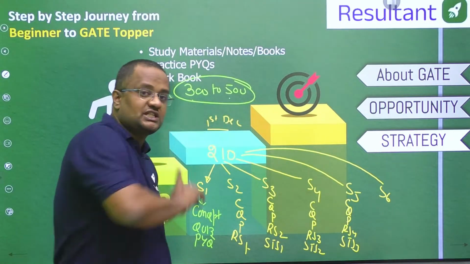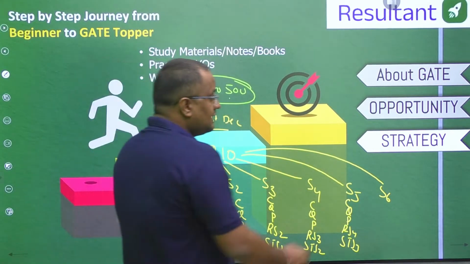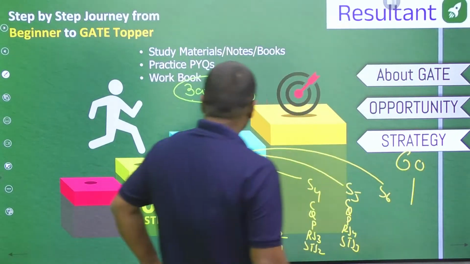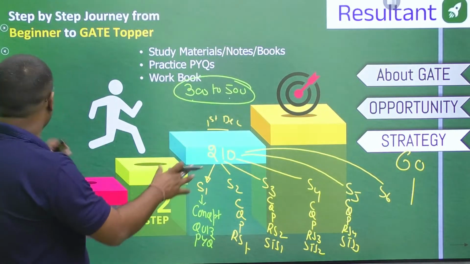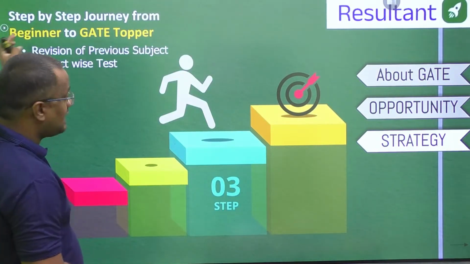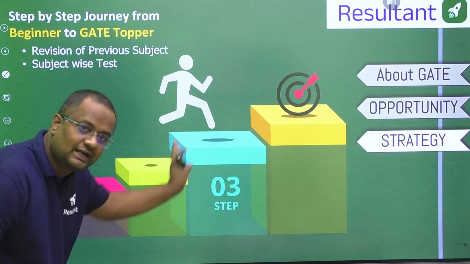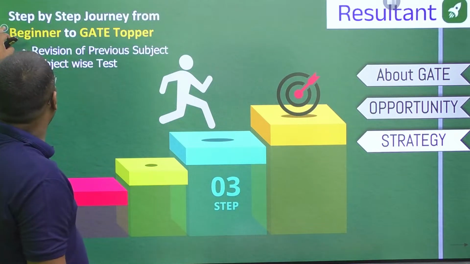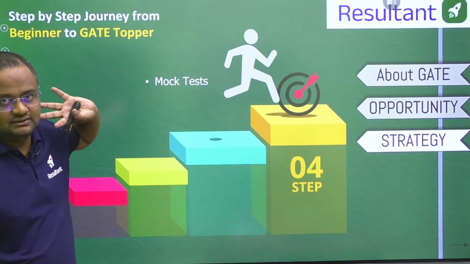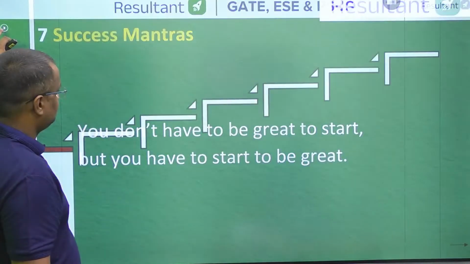Then once 1st December comes after 200 days, for the next 60 days, this is the hard work, guys. Once you do the hard work and get all the subjects, then you have to do the revision and mock tests in the last 60 days. This is the strategy, guys.